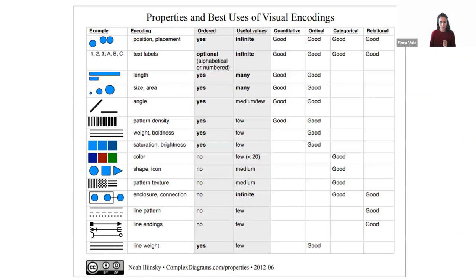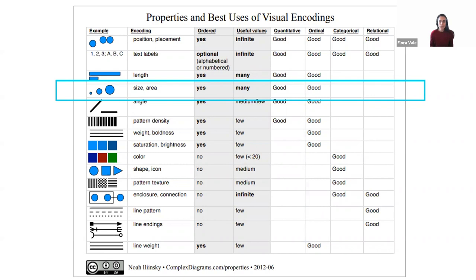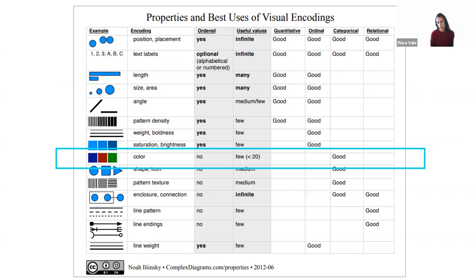But not all visual variables are appropriate for every data type. In this great chart, Noah Iliinsky, who is a thought leader in the data visualization space, put together this great table detailing best practices for visual encodings. So for example, size is a great way to represent quantitative and ordinal data, but it's not really appropriate for categorical data. Or color can be a good way to represent categorical data, but only when there are few categories.